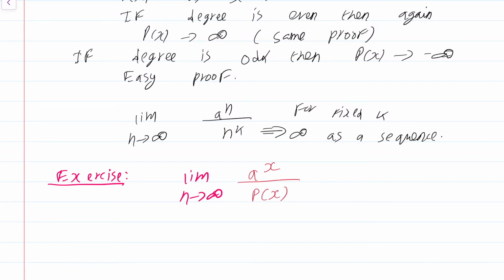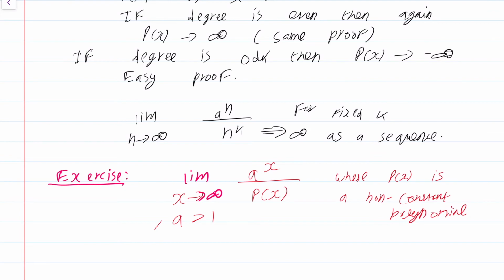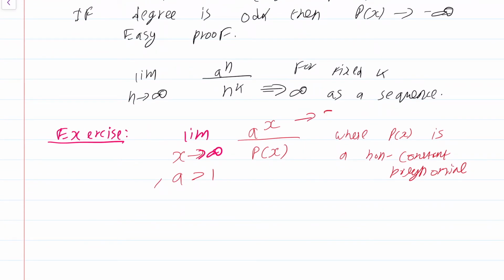where p(x) is a non-constant polynomial, and let me just change this n to x. As x goes to infinity and a is greater than 1, this goes to infinity. So exponential goes to infinity faster than any polynomial.